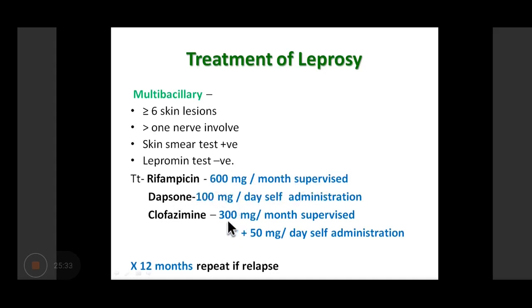Then dapsone, 100 mg per day, self administration. So for 30 days, 30 tablets. And clofazimine is divided into two, just like rifampicin. 300 mg is given monthly under supervision with rifampicin, and then 50 mg per day for self administration. Any doubts so far?